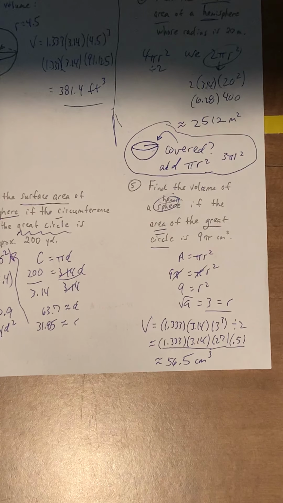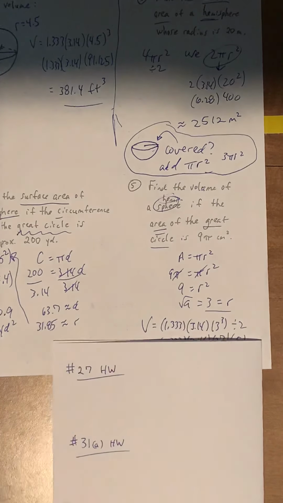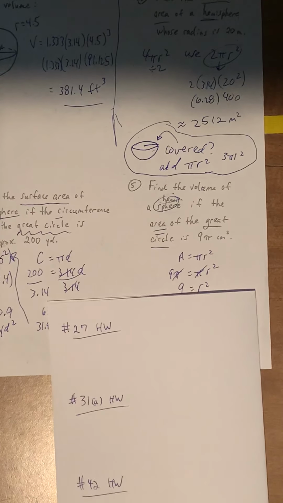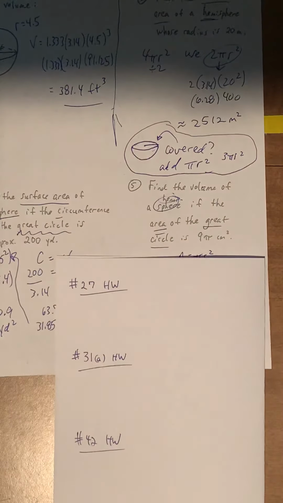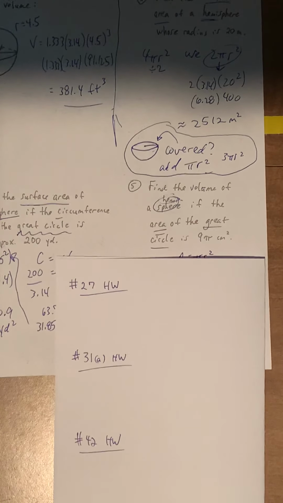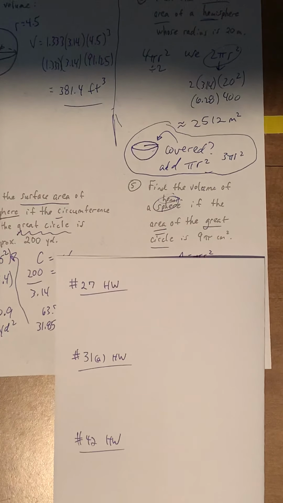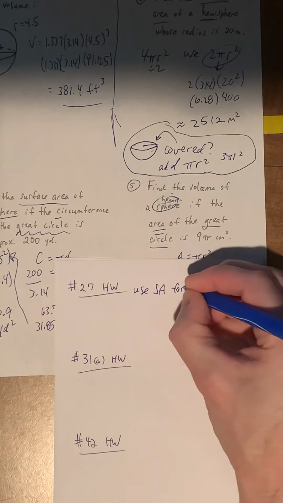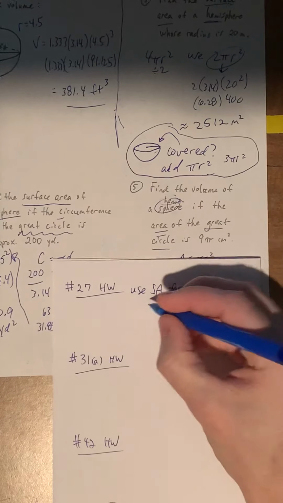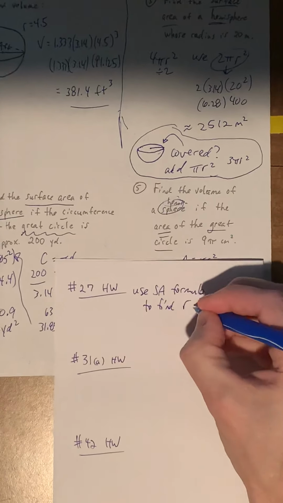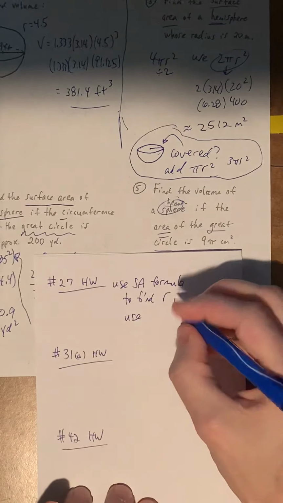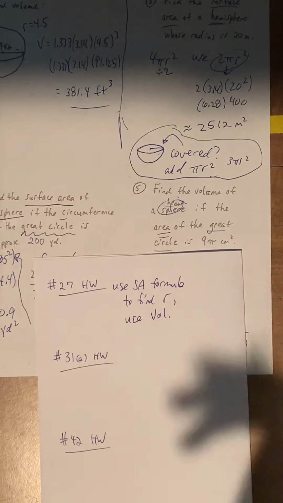Now, a couple of things that I didn't put in the notes, but I do want to mention, for those of you who have stuck with me this long, some hints on some of the homework problems. On number 27 on your homework, they might be a little bit trickier for some of y'all. What you want to do on this one is use the surface area formula and work backwards to solve for r, the radius. And then once you find the radius, you can use the volume formula to get the volume you need.